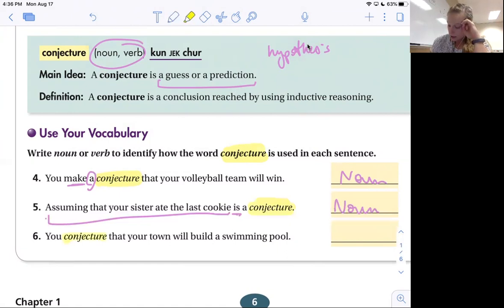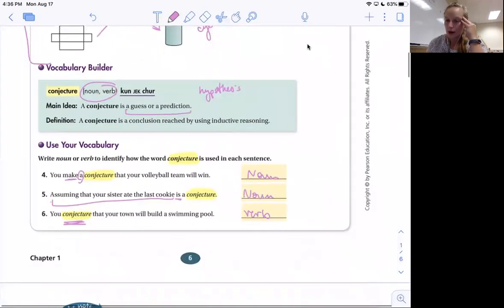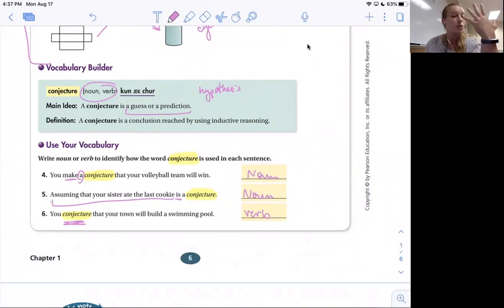The last one says you conjecture that your town will build a swimming pool. You conjecture that. The doing, the verb, the ing, is a conjecturing. That's my verb. Okay? That's not a make or break it on this lesson. If you had a hard time with that, we can talk outside of class. It's not that big of a deal. But I do want you to be familiar seeing the word conjecture either as a noun or as a verb.